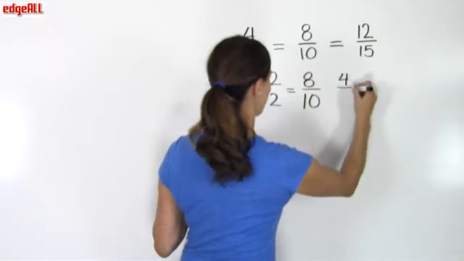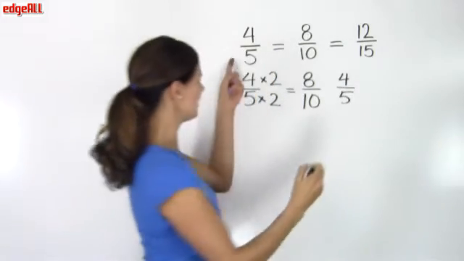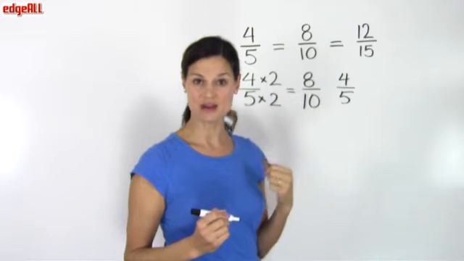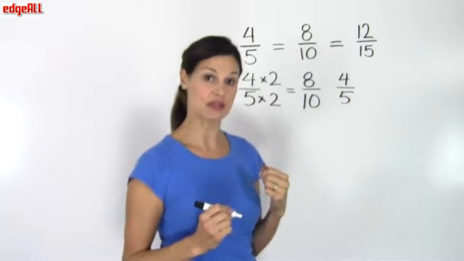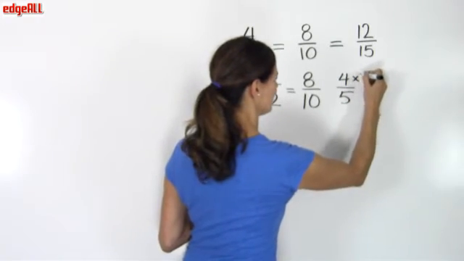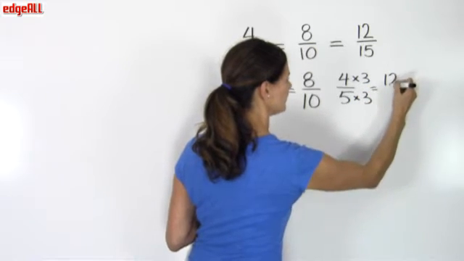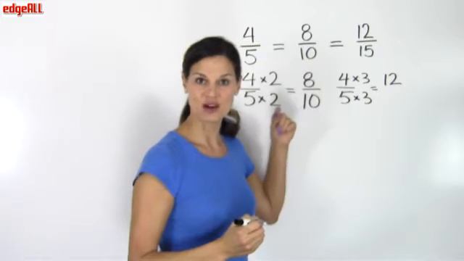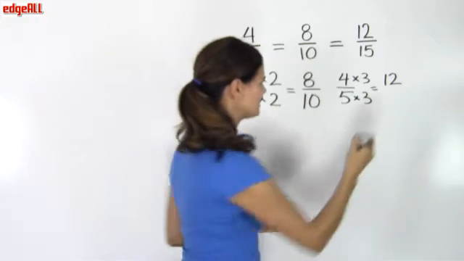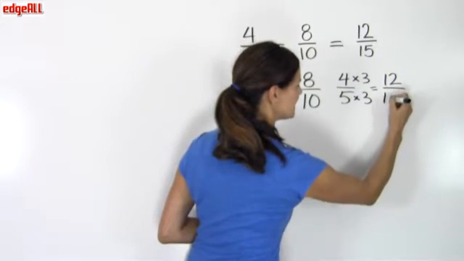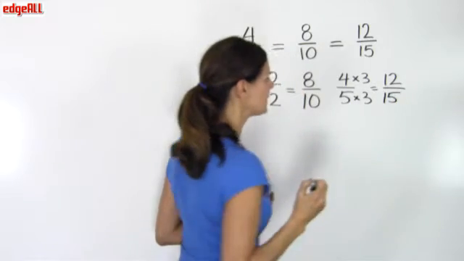Similarly, if I have my 4/5 here, and I multiply both my numerator and my denominator by 3, I will have 12 in my numerator. 4 times 3 equals 12, and 5 times 3 equals 15 in my denominator.